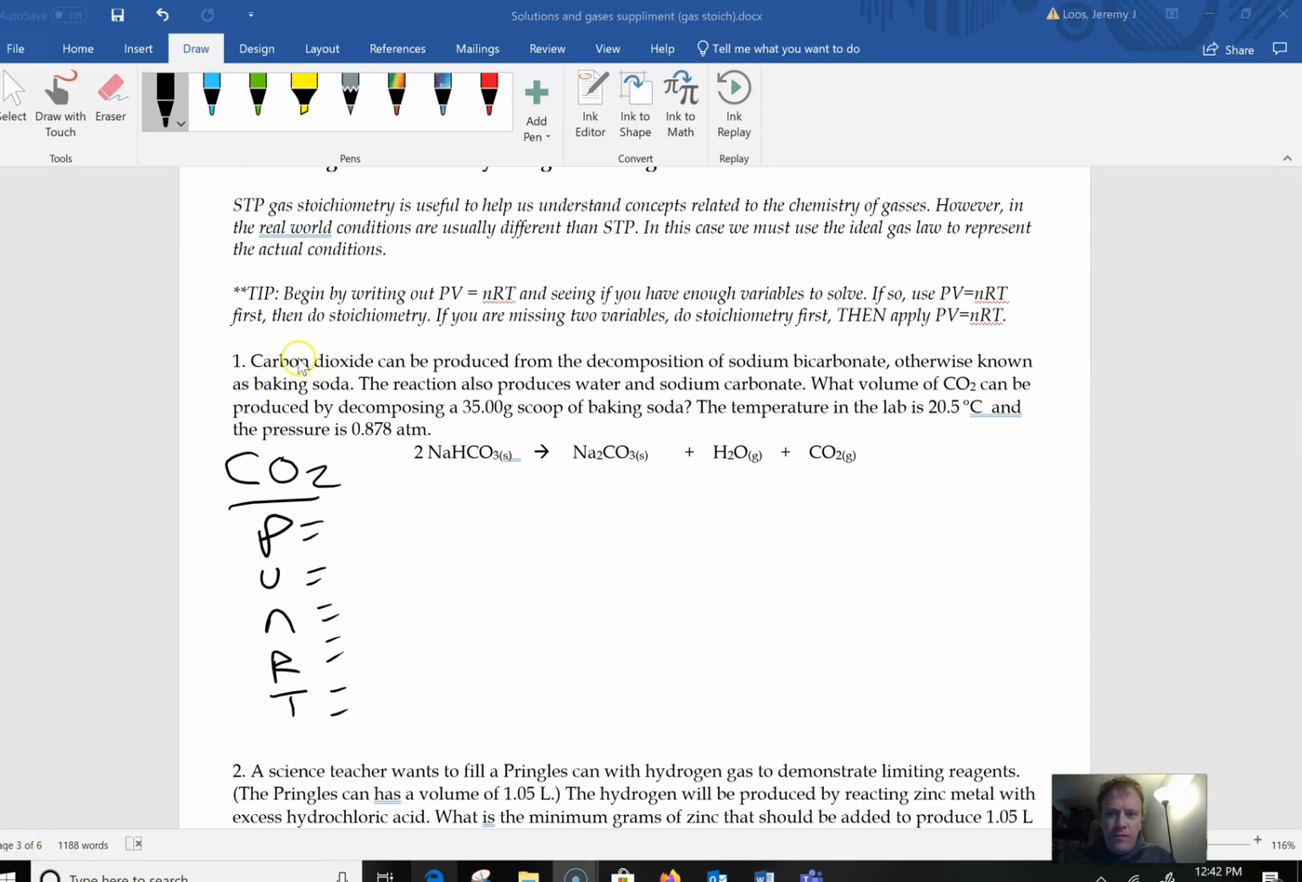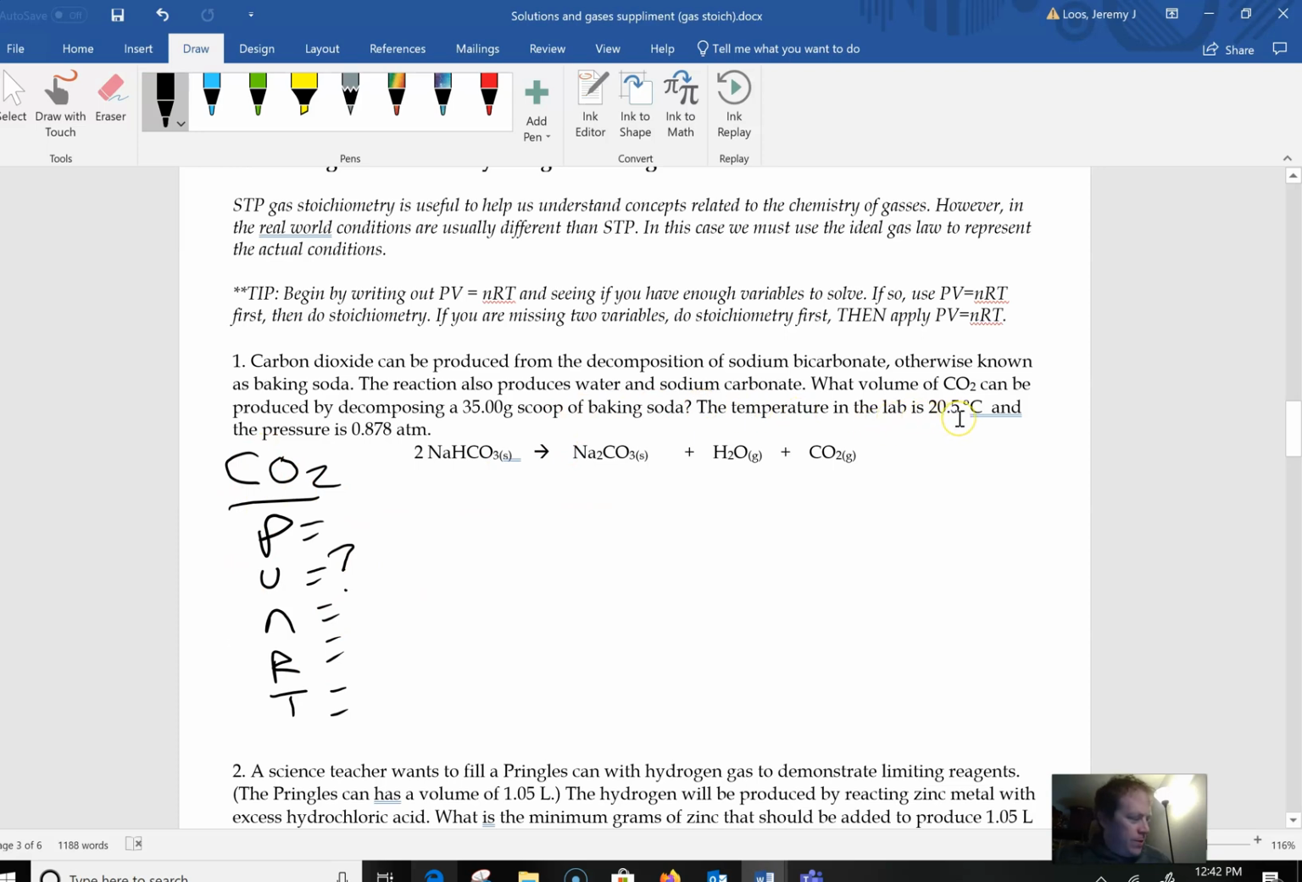Let's read it carefully and figure out what's going on here. Carbon dioxide can be produced by the decomposition of sodium bicarbonate, otherwise known as baking soda. The reaction also produces water and sodium carbonate. What volume of CO2, and CO2 of course is a gas, so we can tell already that that's what we're going to be solving for, can be produced by decomposing a 35-gram scoop of baking soda? Now that's sodium bicarbonate, so that's not directly related to CO2, so I can't put anything in there yet.